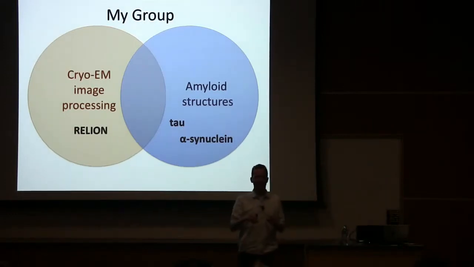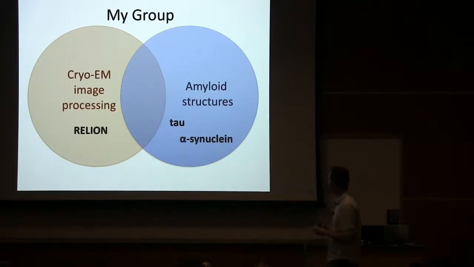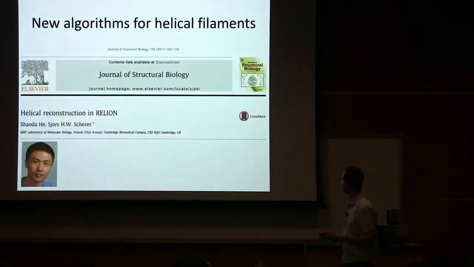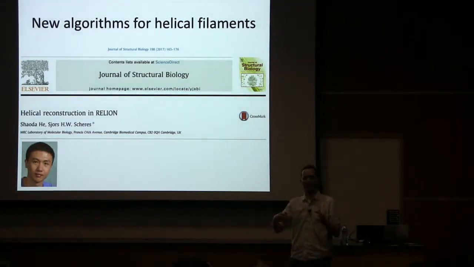My lab, as Tim already alluded to, has two aspects to our work. I originally started out after my postdoc with Jose Maria Carazo doing image processing developments, also at the LMB, and we write the software package called RELION. I'll speak more about RELION tomorrow, and today focus my lecture on the other part, the amyloid structures, where we've looked mostly at tau and alpha-synuclein, but also a few other proteins, which I'll show you in a minute.